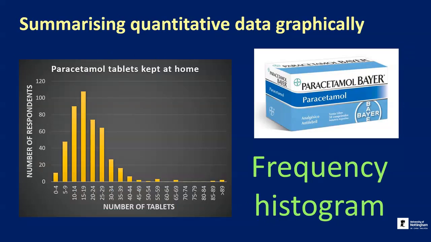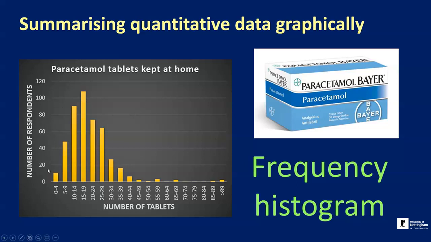So how do you represent these properties of quantitative data graphically, the location and the spread? One of the best ways to do it is using a frequency histogram. So this is a sort of hypothetical example of how many paracetamol tablets are kept at home by a whole load of people that we've sampled, and we find that most people have got at least some paracetamol. In fact, the sort of typical value looks like it's about 15 to 19 kept in anybody's medicine cabinet at any one time. And there's even a few people who've got vast hoards of paracetamol. Perhaps these are people who are being treated for a long-term illness or something like that.